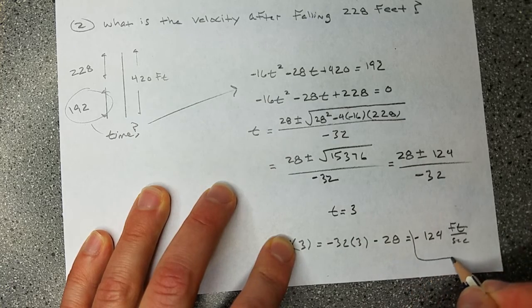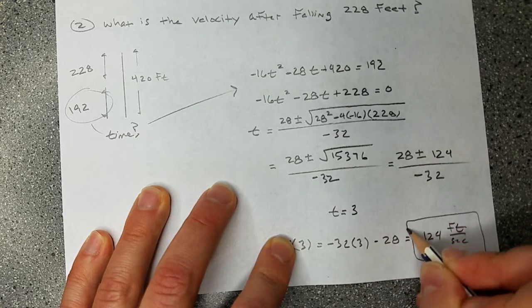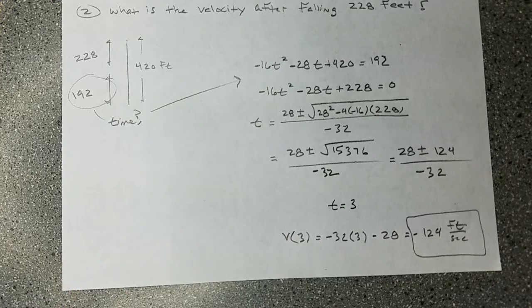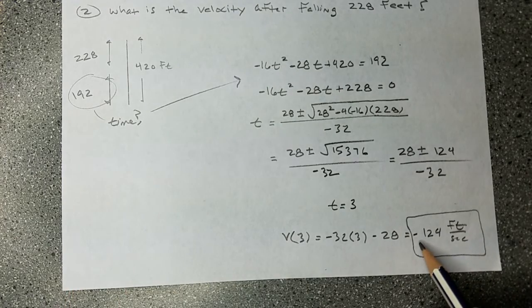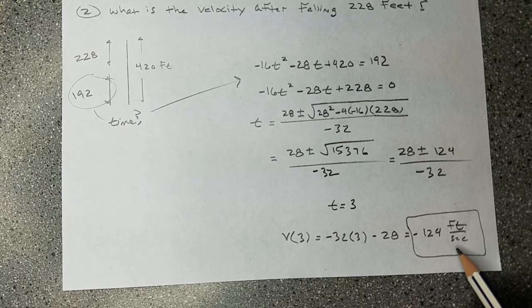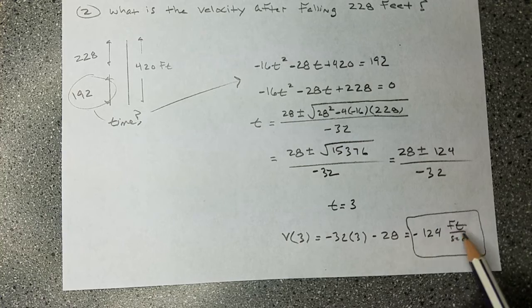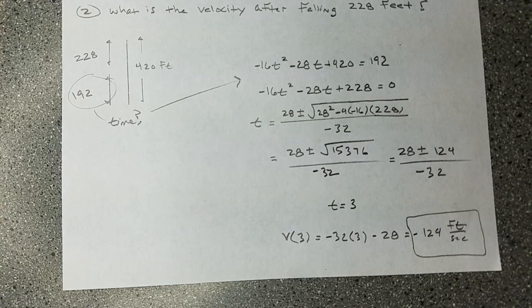Moving downward, because the negative says it's moving downward, and how fast? 124 feet for every second on the clock. Imagine one second goes by and it moves 124 feet through space. That's pretty fast.